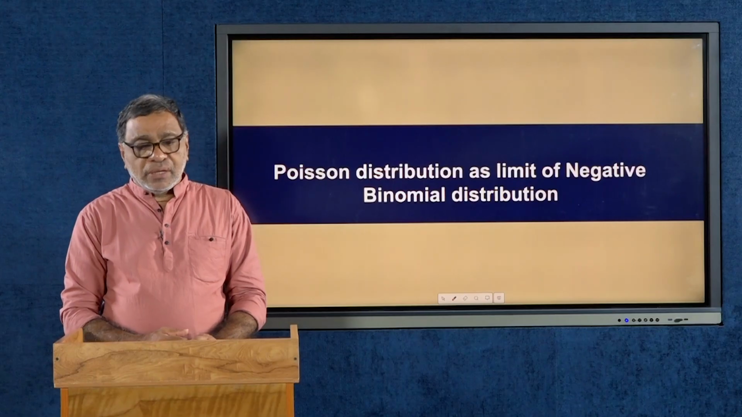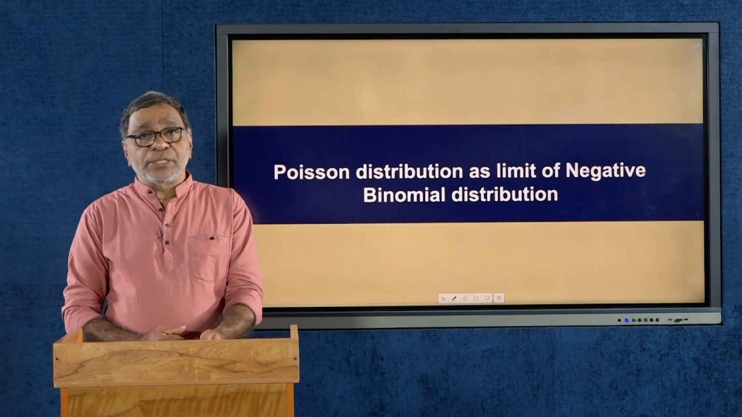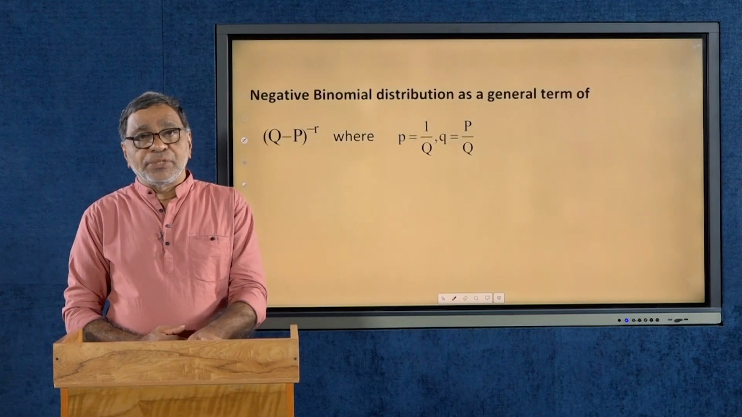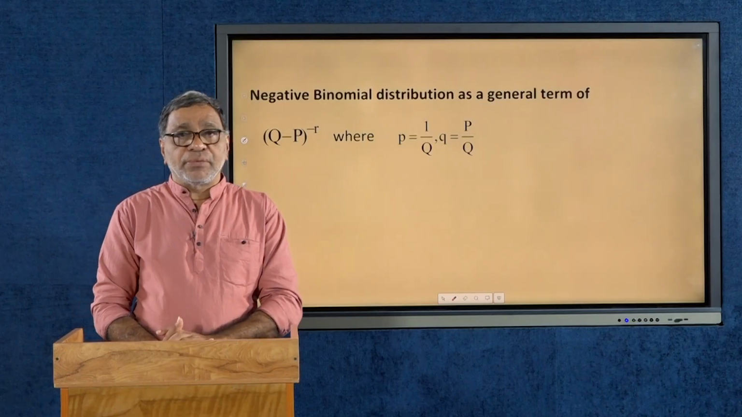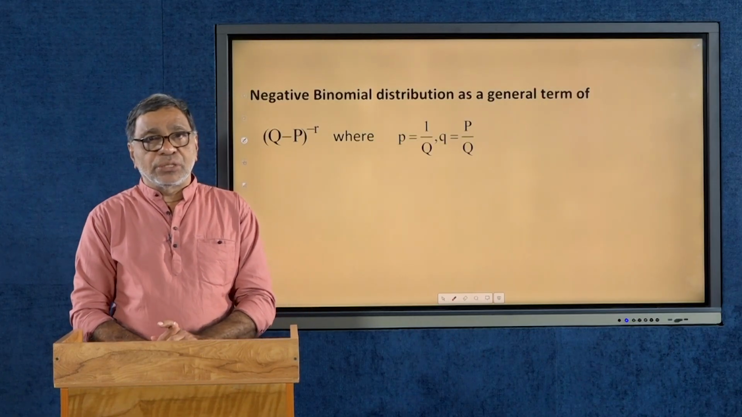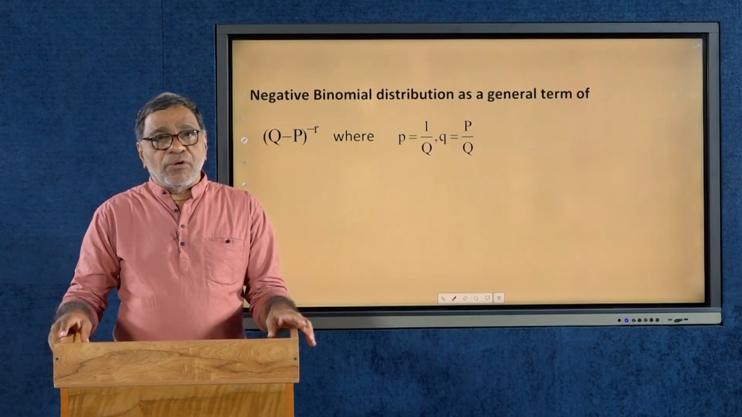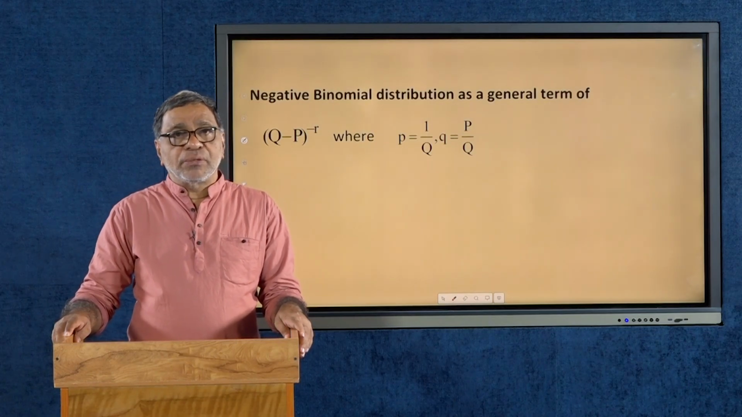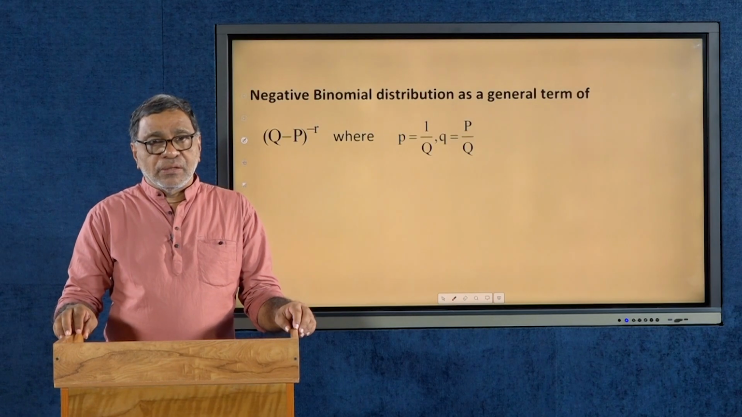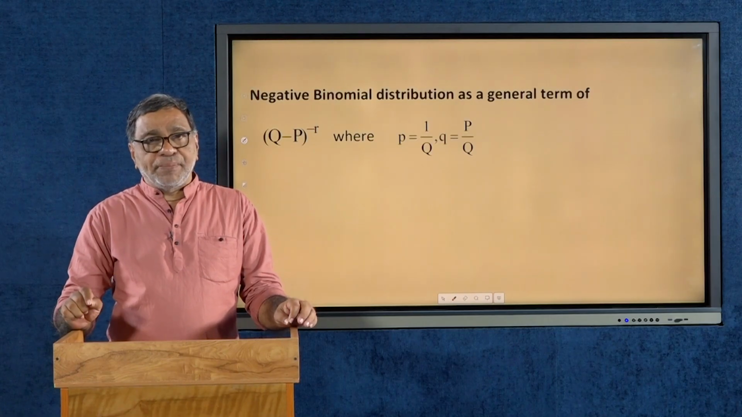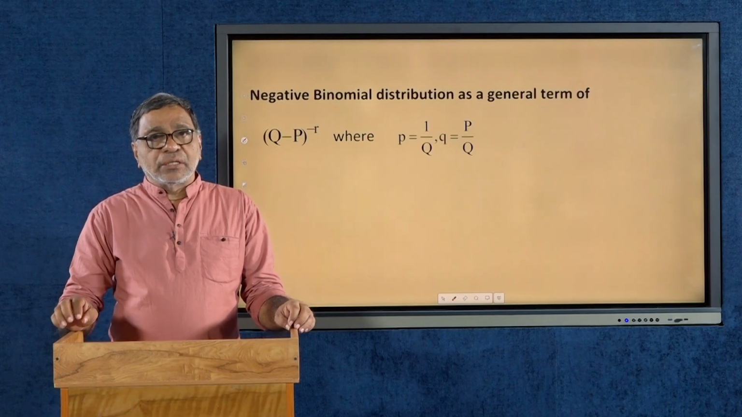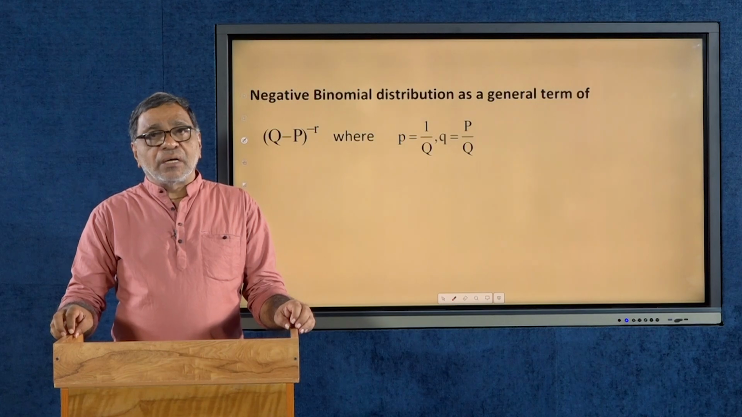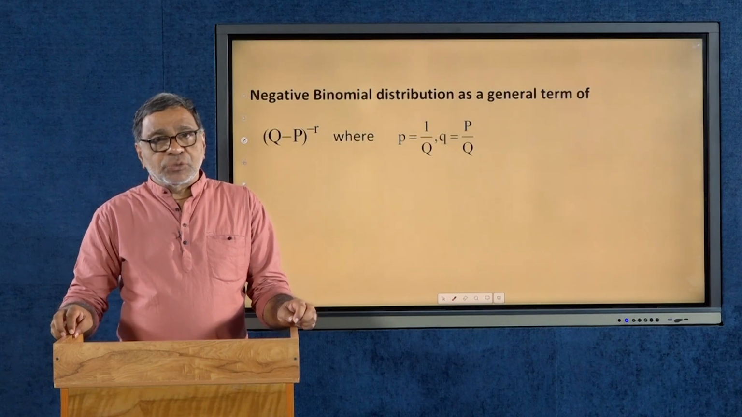and that is how to establish the probability mass function of the negative binomial distribution as a general term of expression (Q minus P) power minus r. Note that this capital Q and capital P are defined in terms of small letter p.